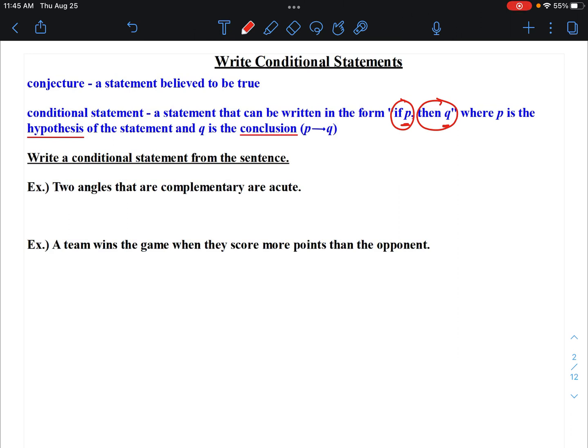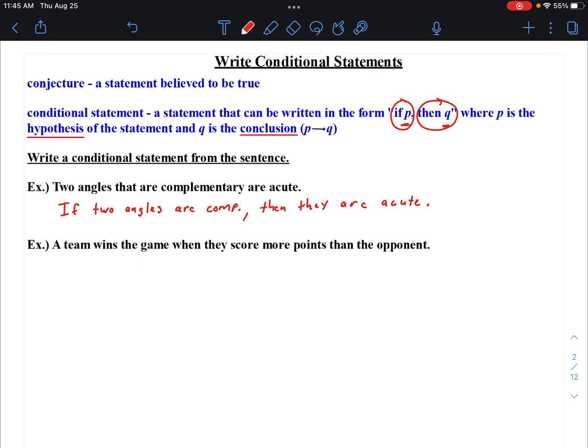So we may rearrange this to say, if two angles are complementary, then they are acute. And we will throw in the if and then portion. That is what makes it a conditional statement. It has to have that if and then piece to it.